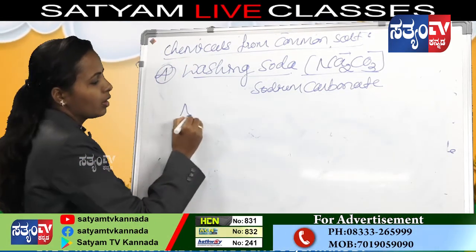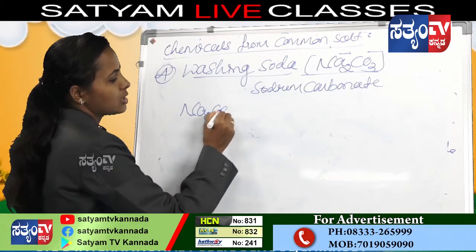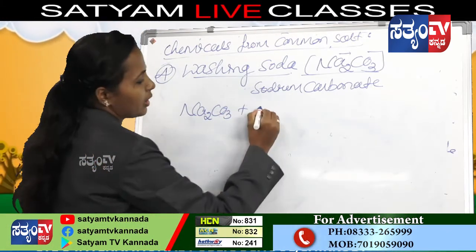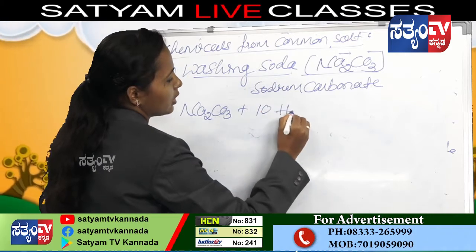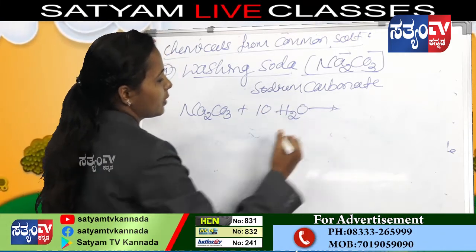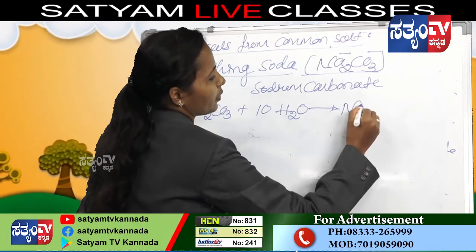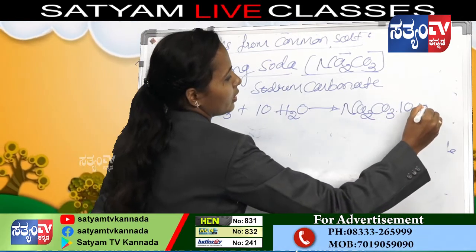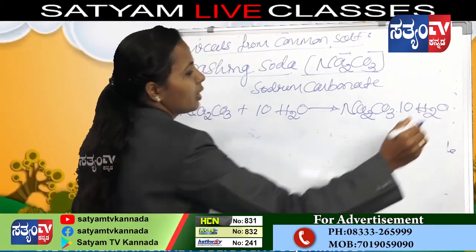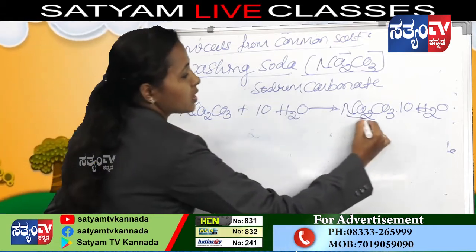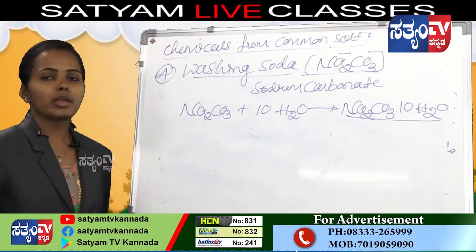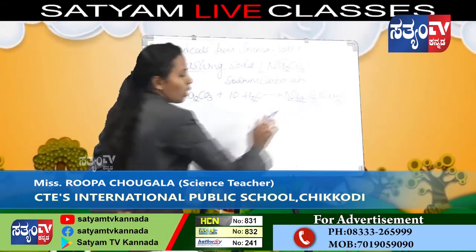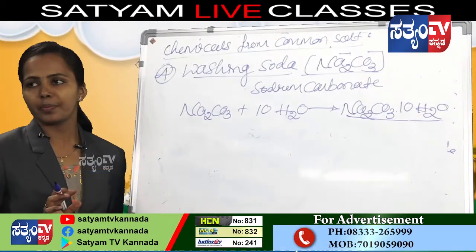Here, when Na2CO3, sodium carbonate, combines with 10 moles of water molecules, then it gives Na2CO3.10H2O. Here Na2CO3.10H2O means the sodium carbonate contains 10 water molecules in its compound.